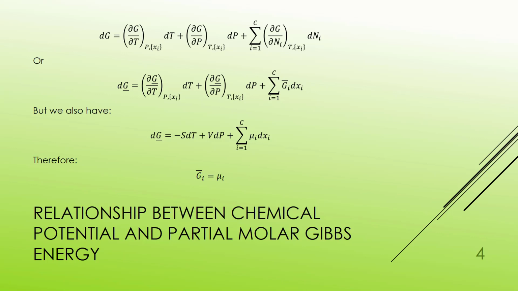Okay, but we also know from our fundamental relation that dg is negative s dT plus v dP plus the sum of the mu_i's dx_i's. And so from this we can say that dg/dT at constant pressure and mole fractions is going to be negative s, and dg/dP at constant temperature and mole fractions will be v. But more importantly, we can say that the partial molar Gibbs energy is the same as the chemical potential.